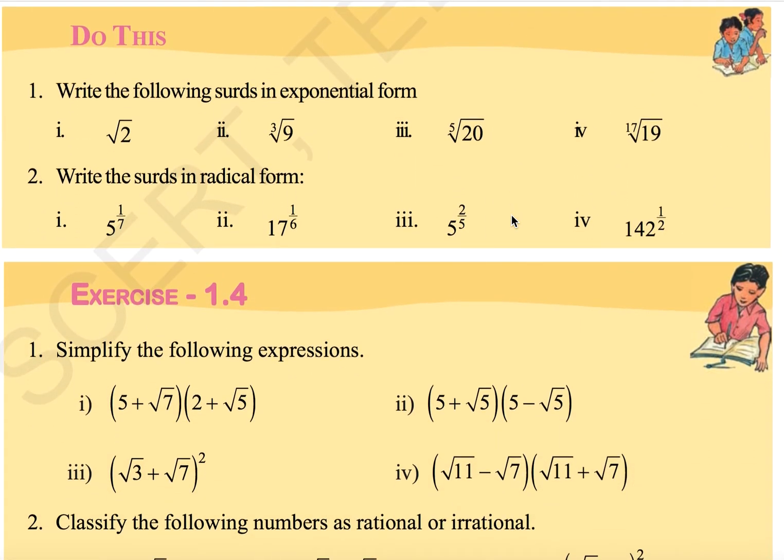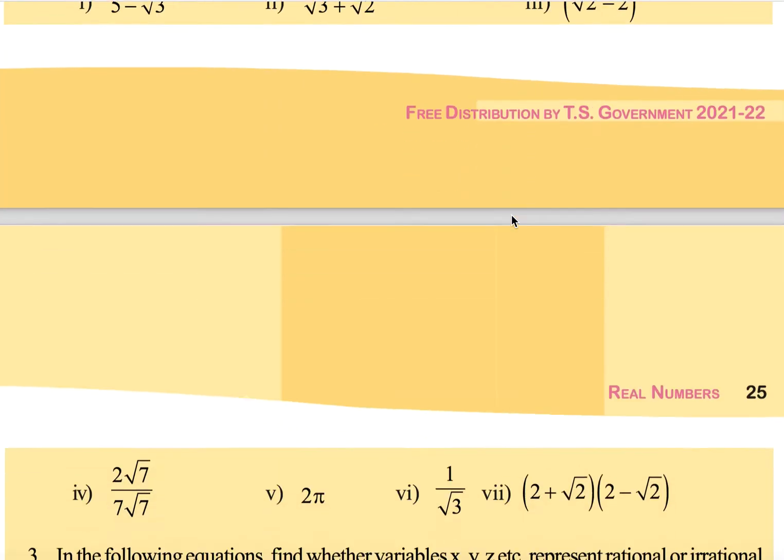Write the following surds in exponential form: 2 power 1 by 2, 9 power 1 by 3, 20 power 1 by 5, 19 power 1 by 17. Write the surds in radical form: 5 power 1 by 7, 17 power 1 by 6, 5 power 2 by 5, 142 power 1 by 5.